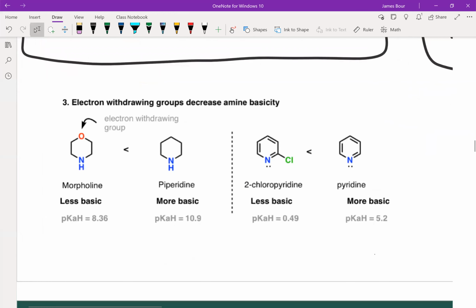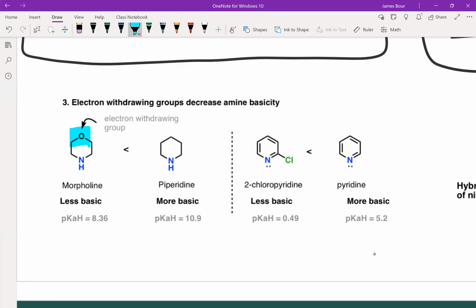The third factor is that electron withdrawing groups decrease amine basicity. This is highly consistent with what we've already talked about and should feel intuitive at this point. If not, review the cardio lecture from the beginning of class. But here we have an electronegative oxygen atom. This electronegative oxygen atom, highlighted in blue, is highly electronegative, and it will withdraw electrons.